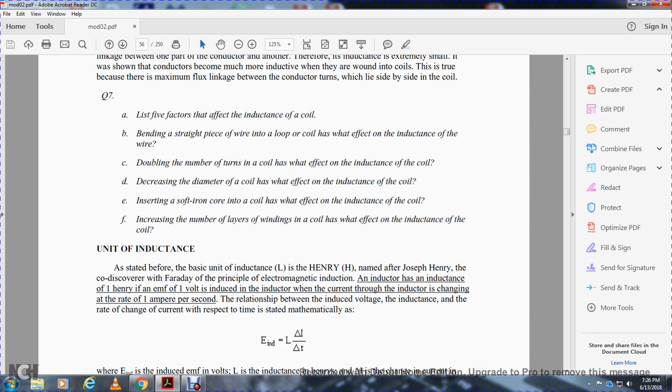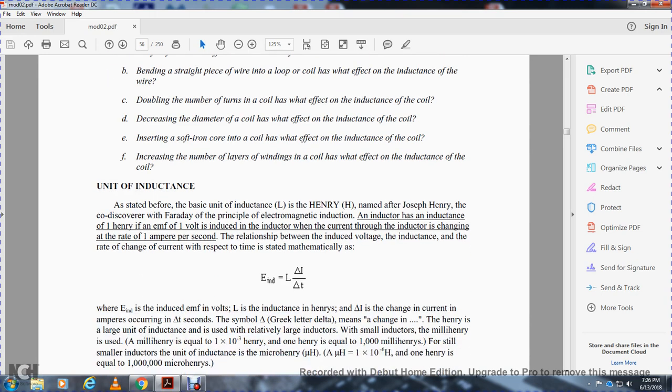The relationship between the induced voltage, the inductance, and the rate of change of the current with respect to time is stated mathematically as: voltage induced equals L times delta I over delta t. I haven't met that symbol yet, but it is the Greek letter delta. The voltage is the induced EMF, L is the inductance in Henrys, delta I is the change of the current in amperes, and t is the time in seconds.